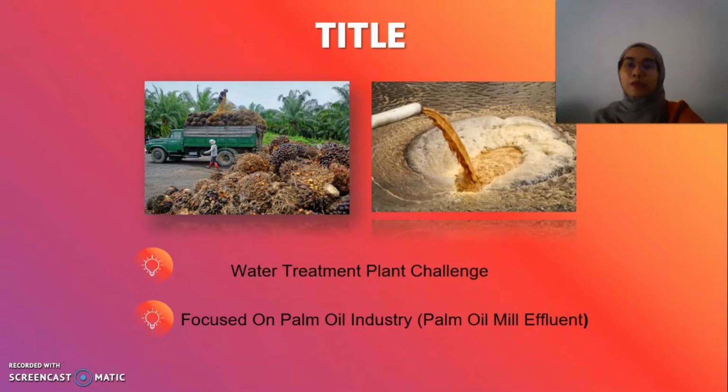POME is recognized as the highest agricultural waste in Malaysia. It has an unpleasant odor and consists of soluble materials and chemicals which can cause a detrimental impact on the environment, as well as contribute to human health hazards, if not properly treated before discharging into the environment.